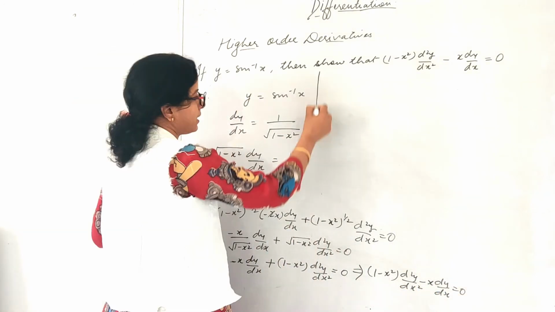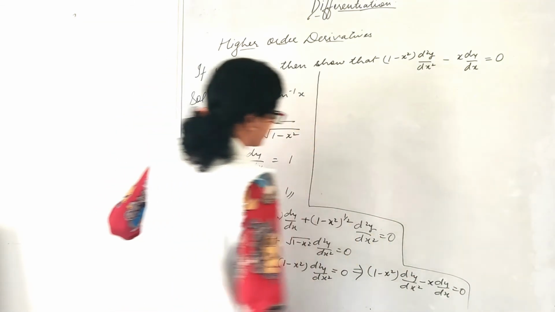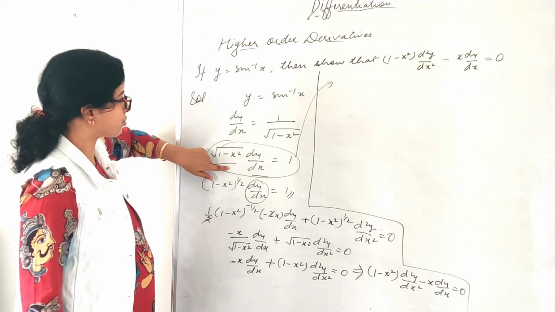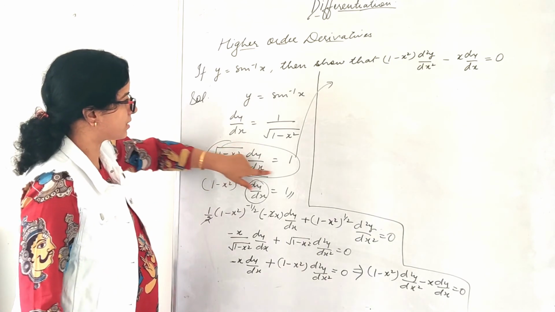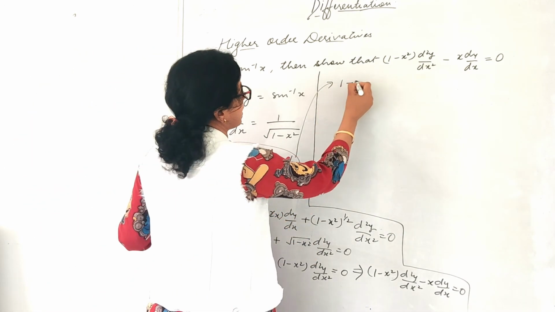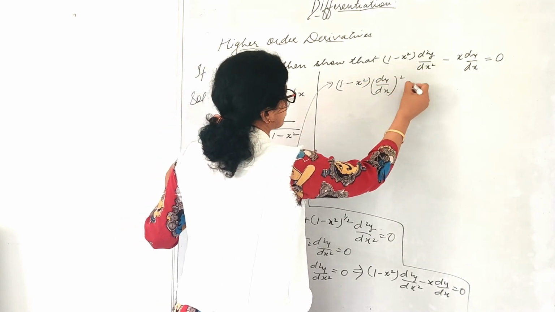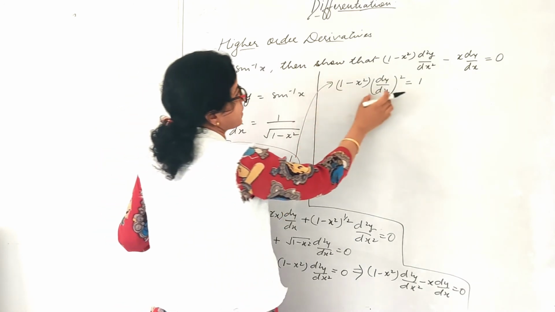Here itself I'll tell you the second way of doing it. So look here, check here, what I am going to do, I'll square both the sides, right? So I'll get 1 minus x square into dy by dx whole square equals to 1. Now I will differentiate using product rule.